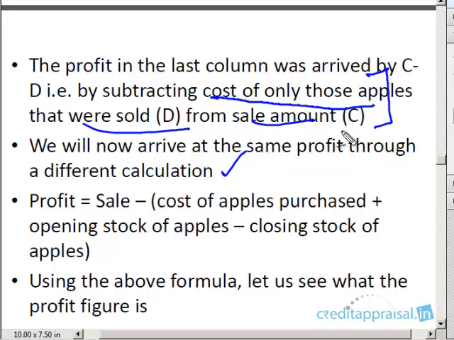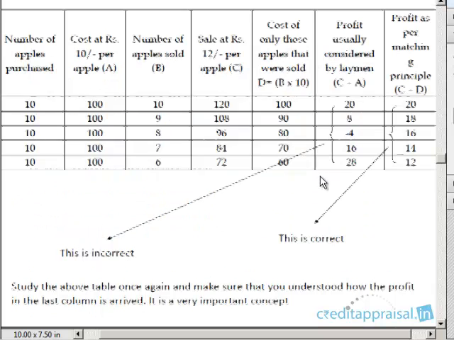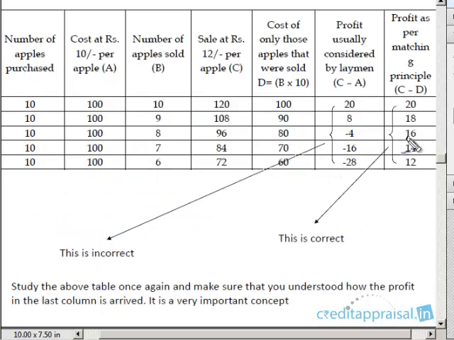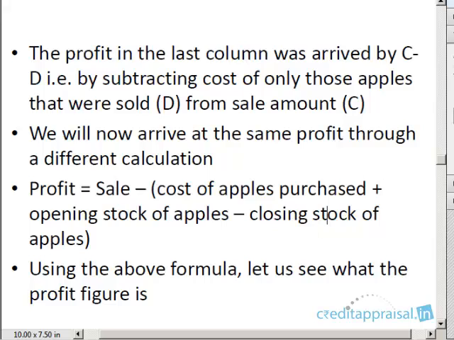You might say, since we obtained this profit, why follow a different approach? I will tell you why later. I'll follow a different method and arrive at the same profit. The profit is not going to change. See this profit. This is the correct profit we told, right? This is the profit as per the matching principle. We are going to arrive at the same profit through a slightly different approach. Let us see that approach.